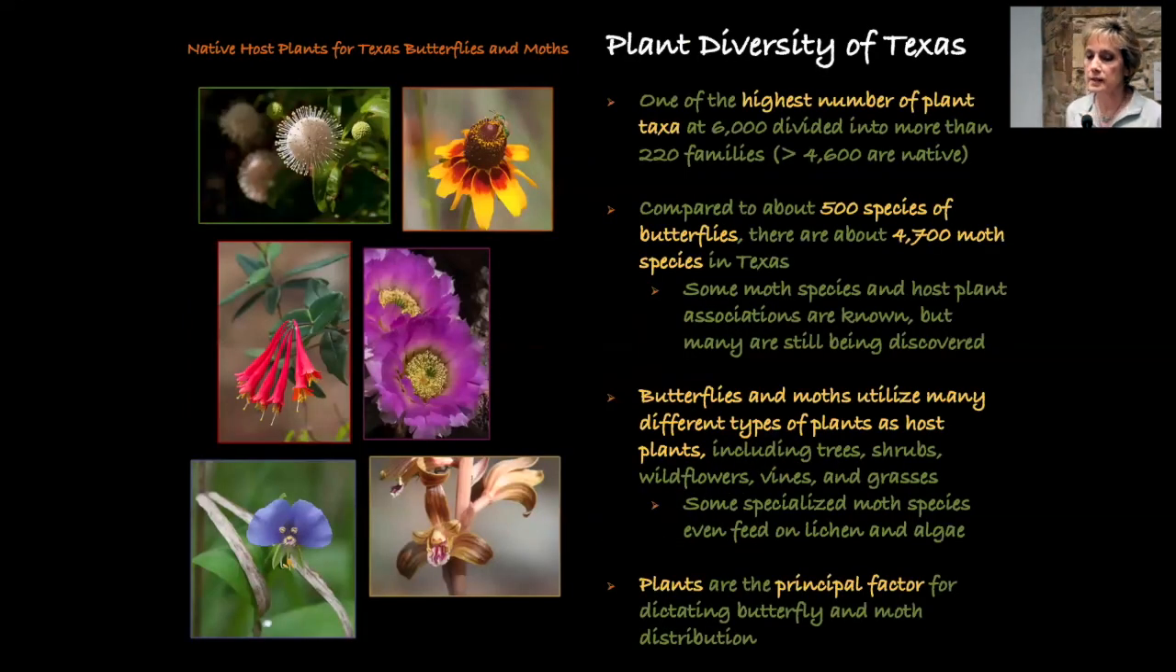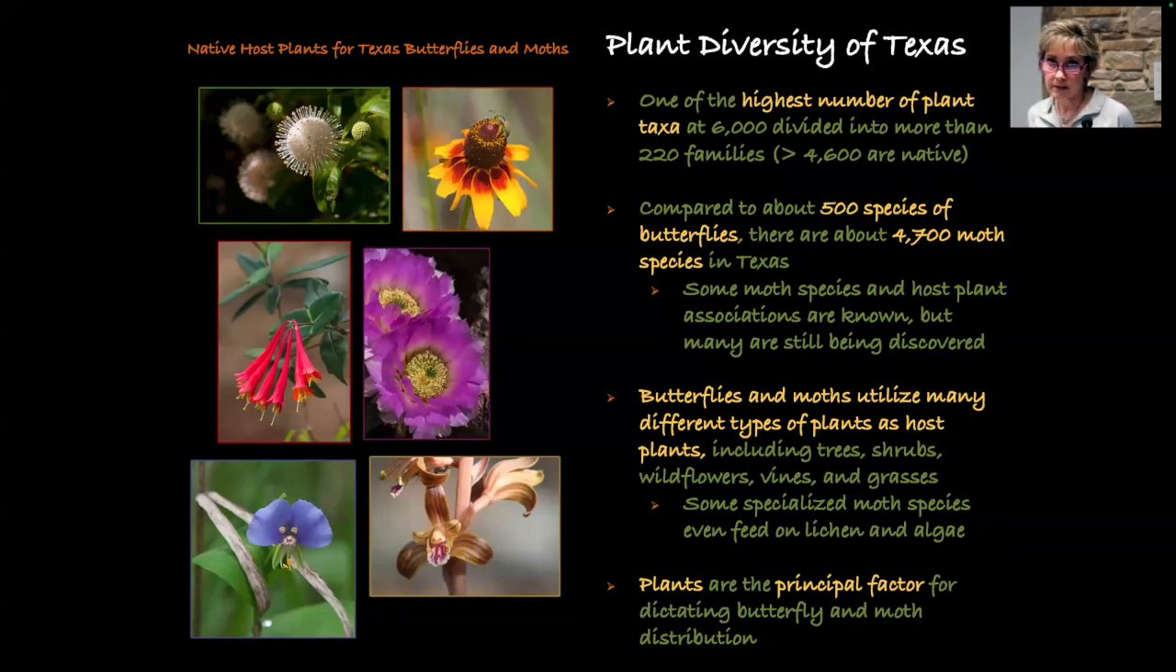So the plant diversity of Texas. Texas has one of the highest numbers of plant taxa in the United States. We're second only to California. We have more than 6,000 species, and that includes subspecies and variations, and more than 4,600 of those are native. In terms of butterflies and moths, there are about 500 species of butterflies that occur in Texas, the most in the US, and about 4,700 moth species.